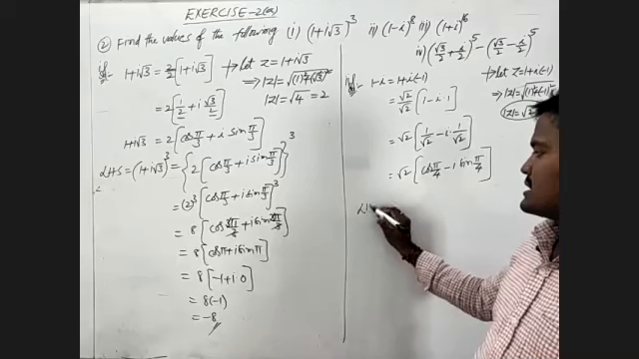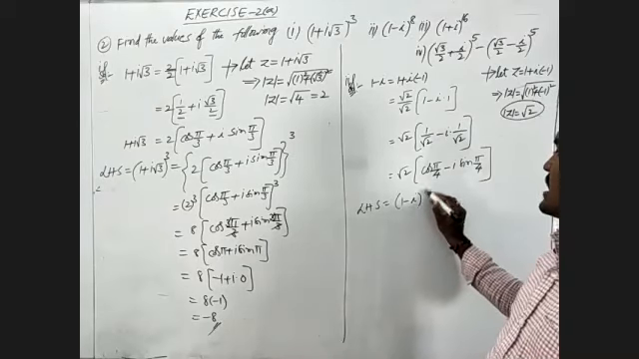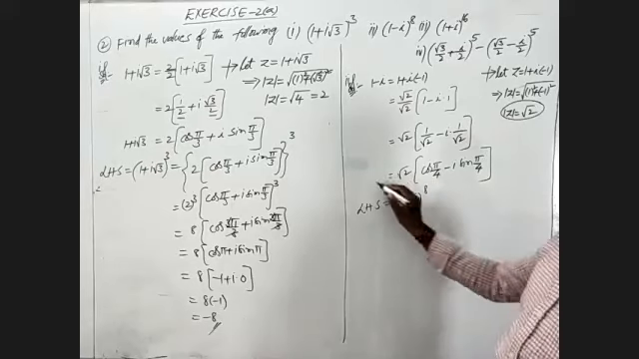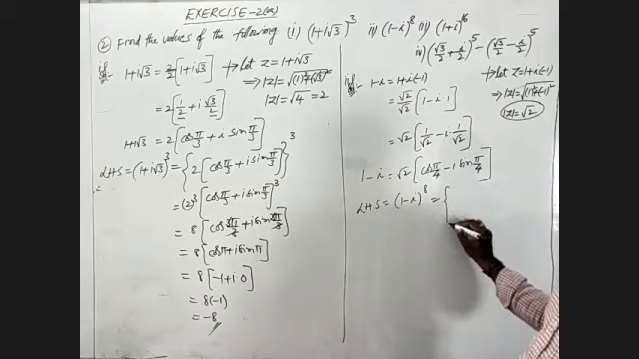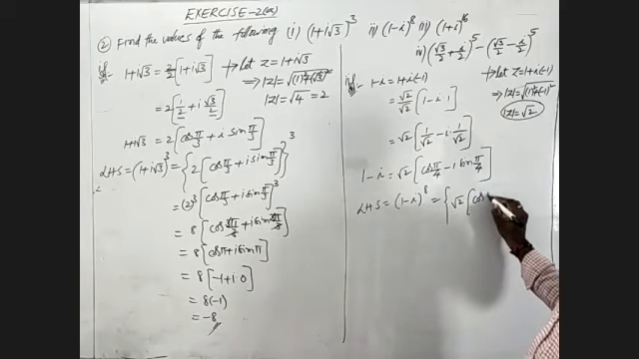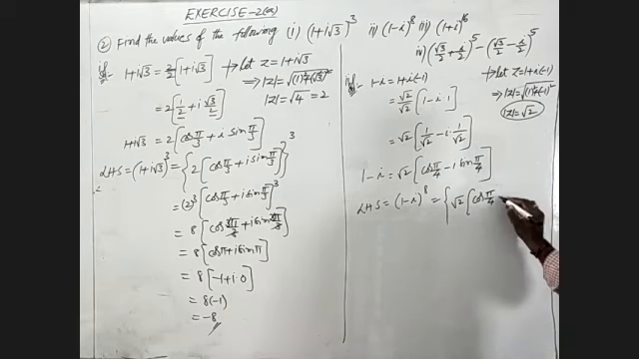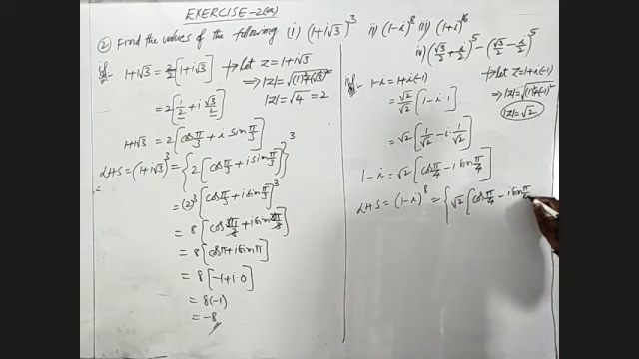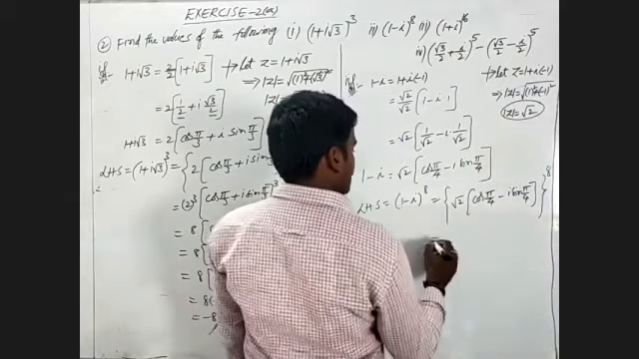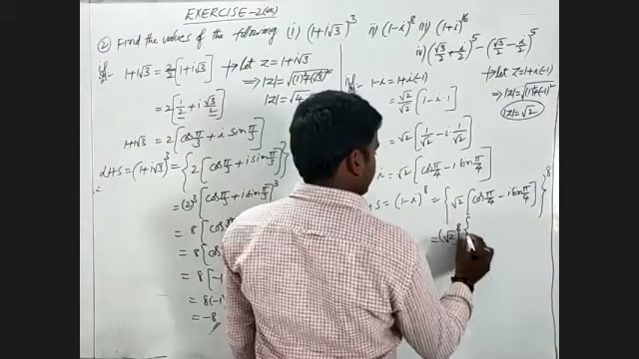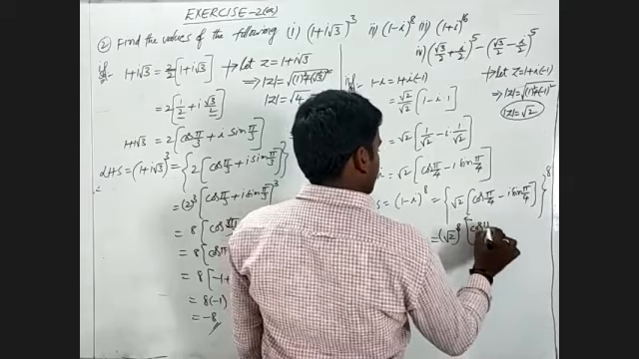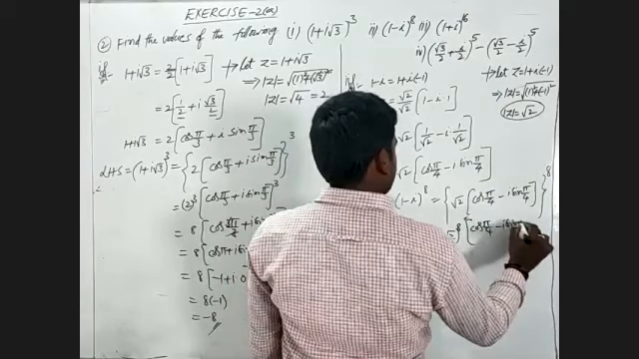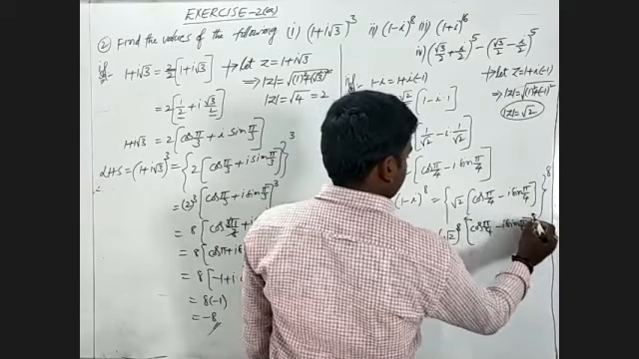But on the LHS, we have to find out 1 minus i whole power 8. Already we know that the value of 1 minus i is root 2 into cos pi by 4 minus i sin pi by 4, whole power 8. That is nothing but root 2 whole power 8 into, remaining, cos pi by 4 minus i sin pi by 4 whole power 8.